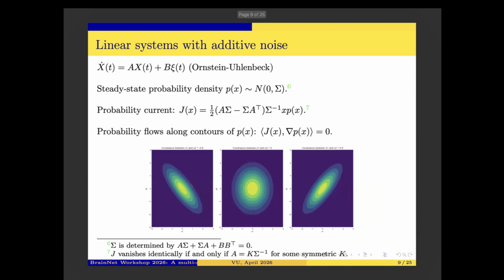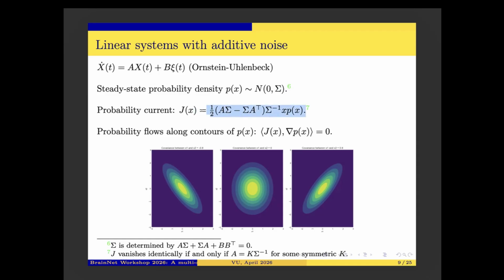Okay, maybe a simple example. If you have a system which has linear deterministic dynamics and additive noise, then you can show that the probability density of the system is Gaussian. So it has some covariance matrix sigma. And the probability current has this form.